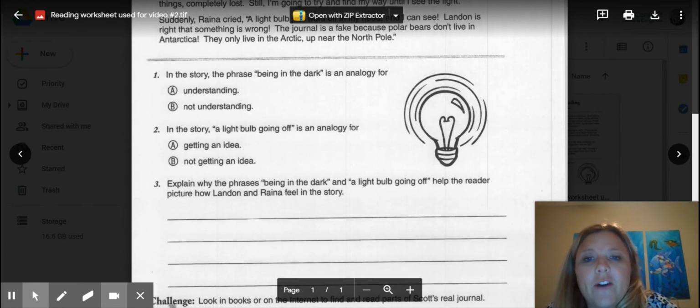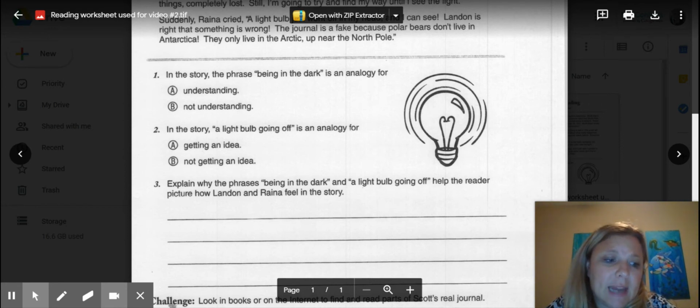In the story, the phrase being dark is an analogy for either understanding or not understanding. Well, I know an analogy is something that is compared. It's something that you are trying to make connections with, but they are two things that are very different, kind of like a duckling and a kitten. Ducklings and kittens are very different animals. However, they're both babies. That would be an analogy. It's when you're comparing two completely different things, but you're figuring out something that's the same.